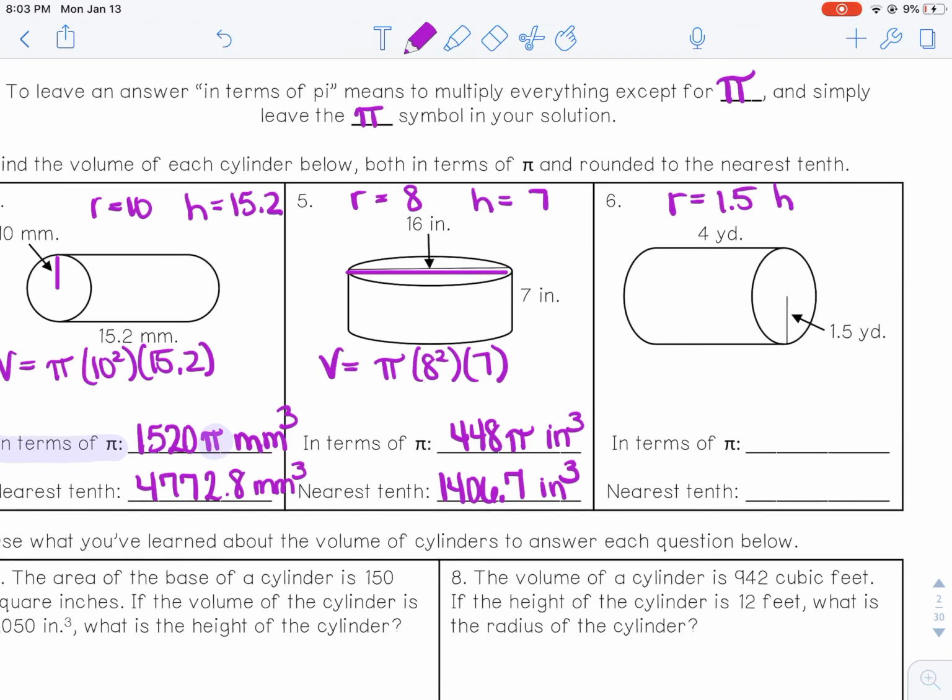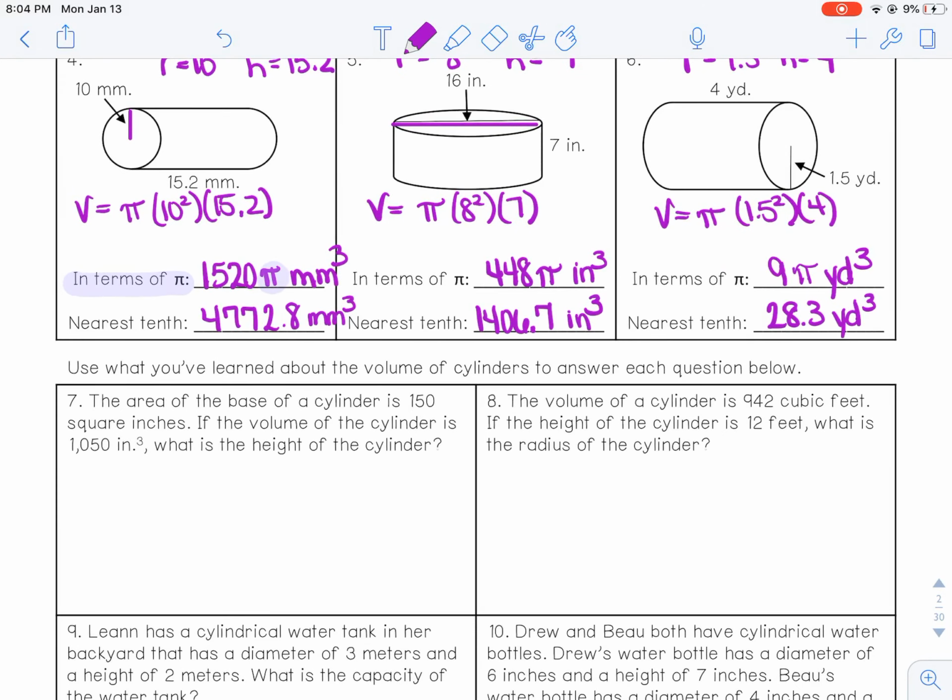Okay, and then the last one that we have over here, radius is exactly what they gave us, which is 1.5, and height is 4 yards. Okay, so if I did it in terms of pi, that's going to be pi times 1.5 squared times 4. And that is going to give me 9 pi cubic yards. Okay, I love just leaving things in terms of pi because it's so much easier. If I were to multiply that out, that's going to give me 28.3 cubic yards.